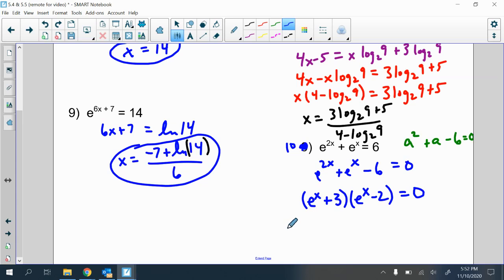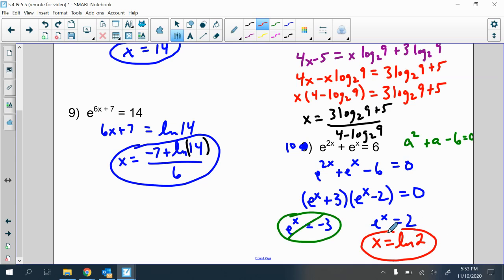So notice I can set both parts equal to 0, so e to the x equals negative 3, and e to the x equals 2. This one doesn't make any sense. An exponential function can never equal a negative number if it's a positive exponential function. So that one doesn't make any sense. But this one, I can then take log of both sides, so x equals the natural log of 2, and that would be the only answer that works in this case.